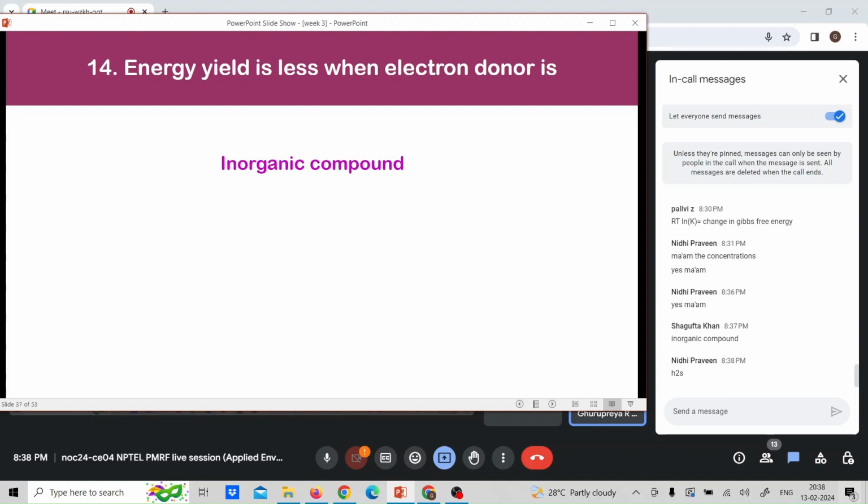Okay, pretty much it's an inorganic compound. H2S is again an inorganic compound, so you have answered it right.